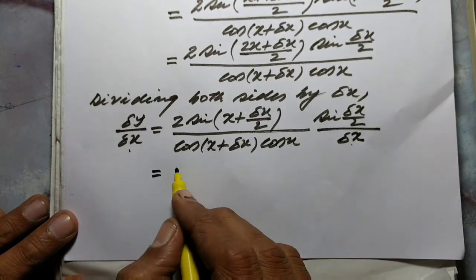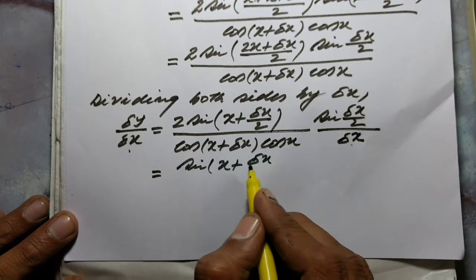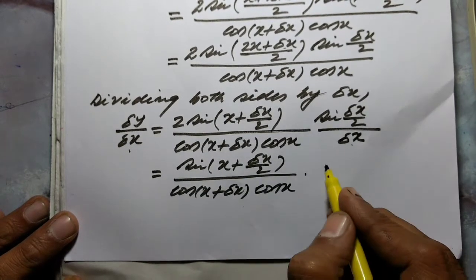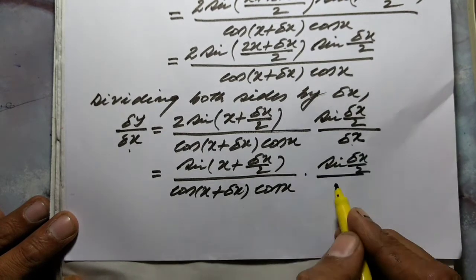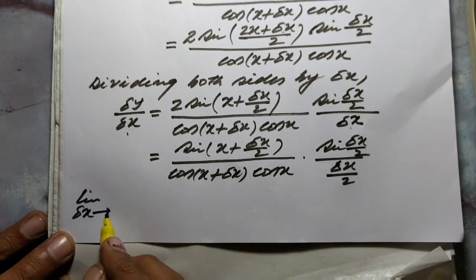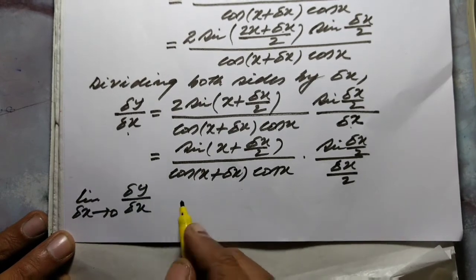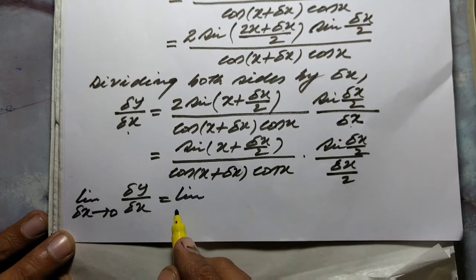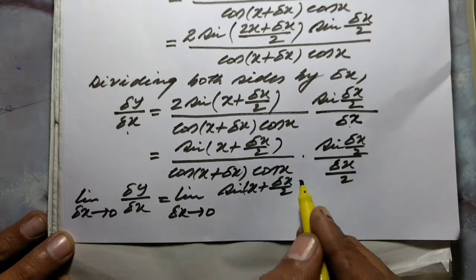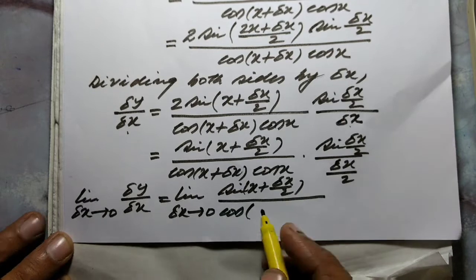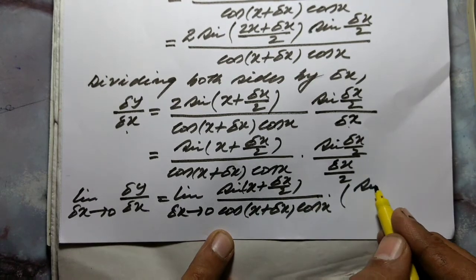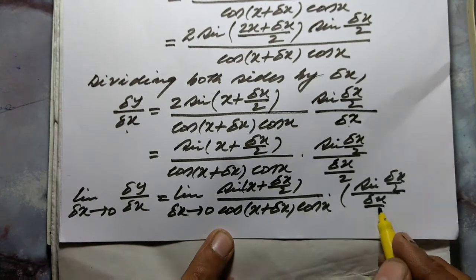So this expression may be written as sine x plus delta x upon 2 divided by cos x plus delta x into cos x, into sine delta x upon 2 upon delta x upon 2. Now taking limits delta x tends to 0 on both sides, delta y upon delta x is equal to limit delta x tends to 0 of sine x plus delta x upon 2 divided by cos x plus delta x into cos x, into sine delta x upon 2 upon delta x upon 2.